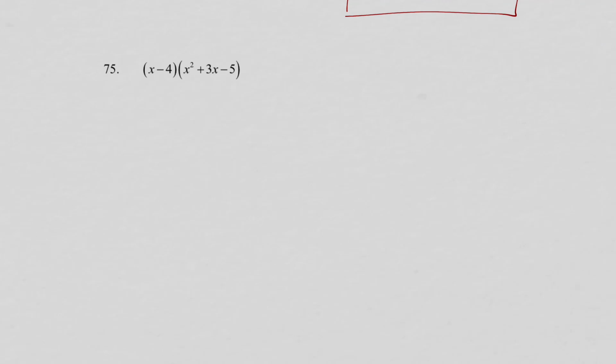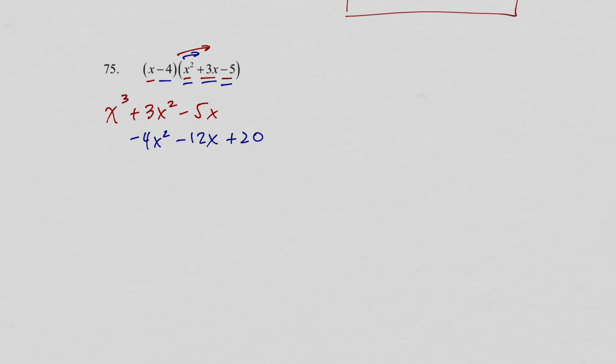Okay, I'm going to start with the x, and I'll ignore everything else, and I'll distribute that. When I multiply by this, I get x cubed. When I multiply by this, I get a positive 3x squared. When I multiply by this, I get a negative 5x. Then I'm done with the x, and I move on to the negative 4, and I distribute that in. When I multiply by this, I get a negative 4x squared. When I multiply by this, we get negative 12x. And when we multiply negative 4 by that, we get positive 20. Then I'll add these up, and we'll get x cubed minus 1x squared, but don't write the 1, minus 17x plus 20.